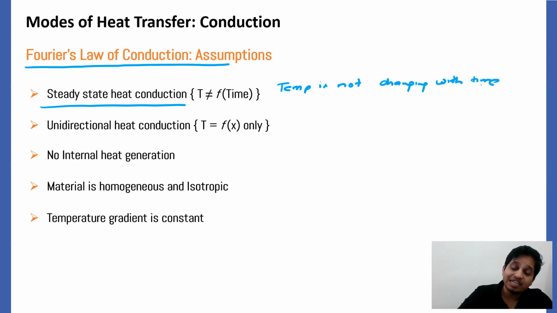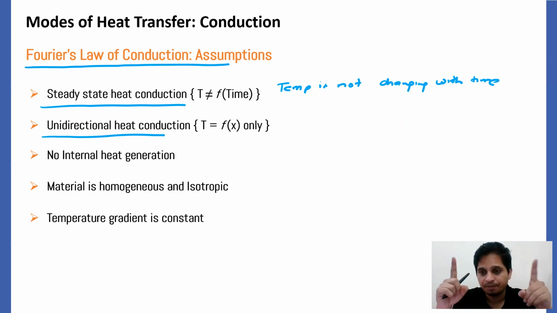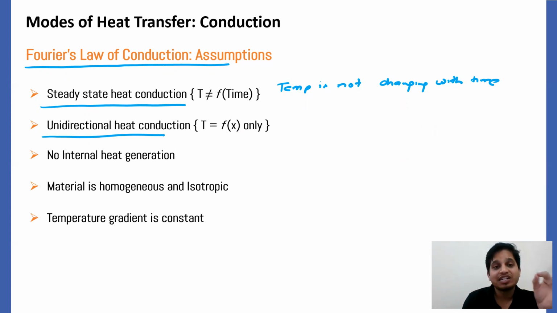If temperature is changing with time, that means it is unsteady state, and because of that, the internal energy of the body is going to change. Second is unidirectional. I am assuming that the heat transfer is taking place only in one direction. It could be x direction, y direction, z direction, only one, could be anything. So we are saying unidirectional heat conduction.